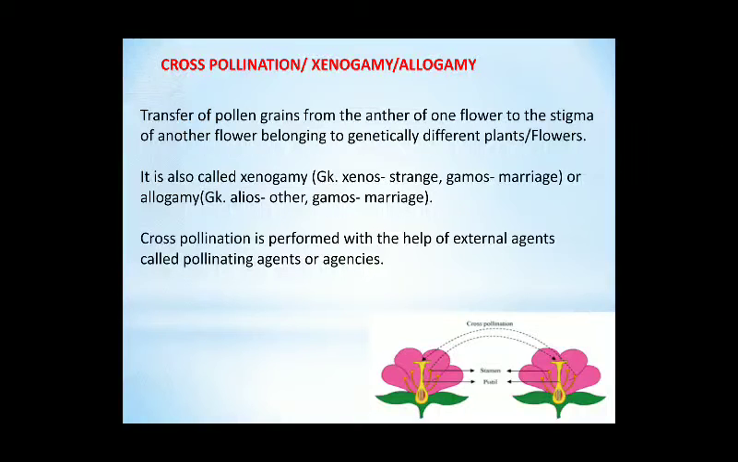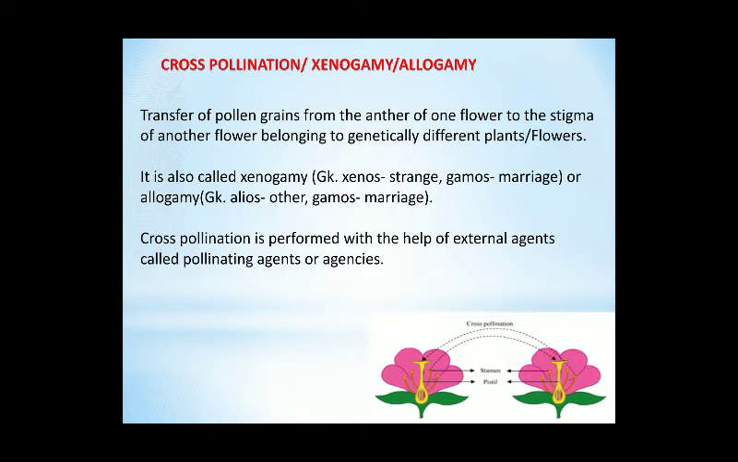Well, our today's topic is cross pollination or xenogamy or allogamy. These all terms mean one and the same thing. So, the simple definition of cross pollination is it is the transfer of pollen grains from the anther of one flower to the stigma of another flower belonging to genetically different plants.